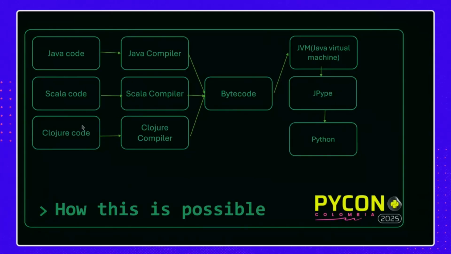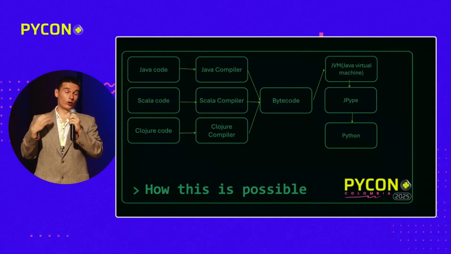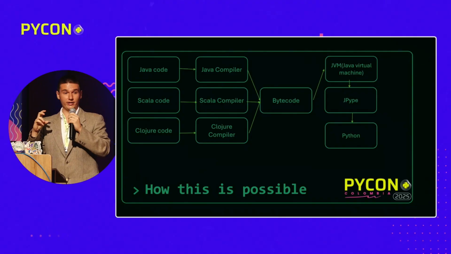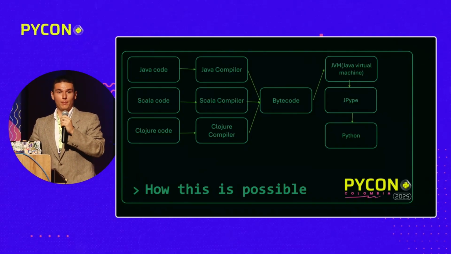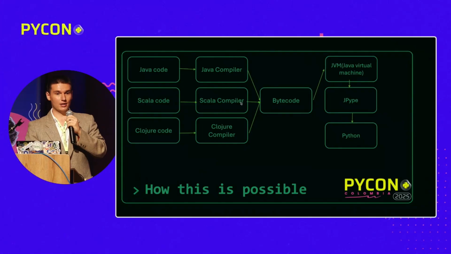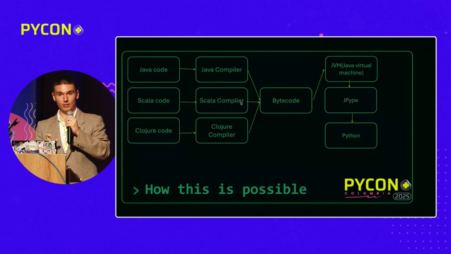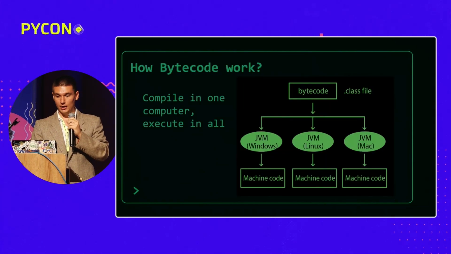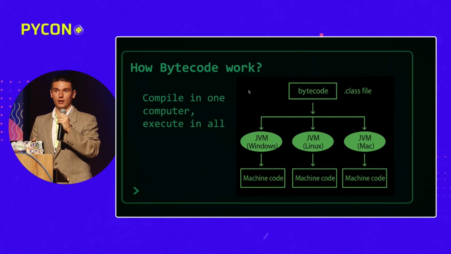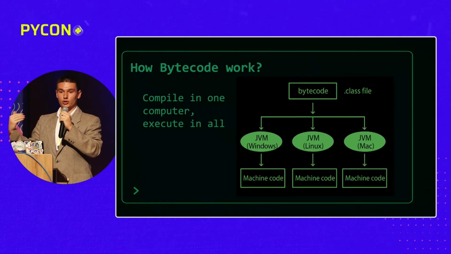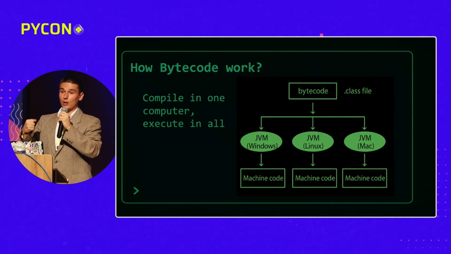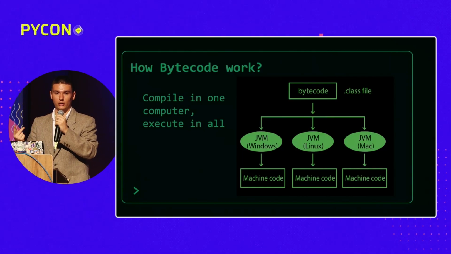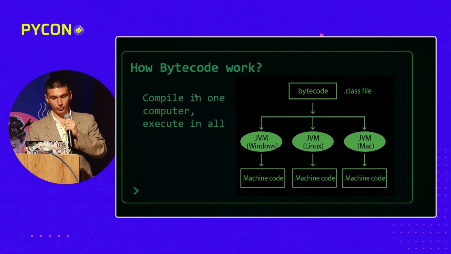But how is it possible that we can combine three or more languages? Because we can combine Java, Scala, Clojure, Groovy, and Kotlin with the Java virtual machine with JPipe, because they compile into bytecode. Bytecode is an intermediate programming language between assembler and the Java virtual machine. We handle the bytecode with JPipe, in this case, and it was born to solve a problem: in the past we needed to make a compiler for each operating system. For example, you have one C++ compiler on your computer because you use Windows, and I have a different one because I'm using Linux. Java was born to solve that problem.